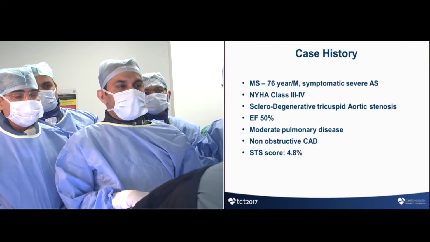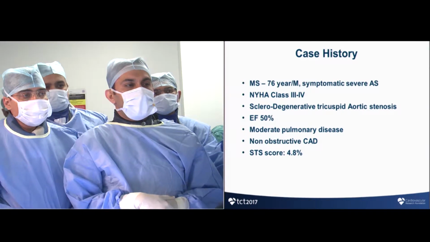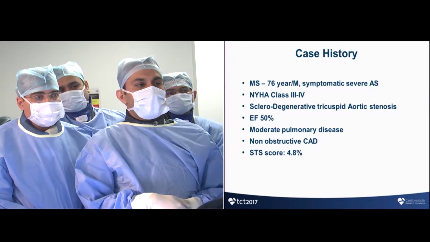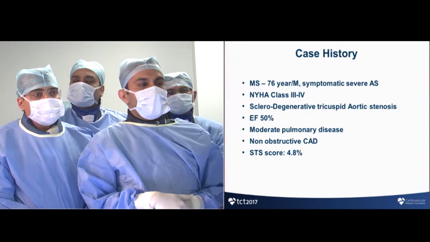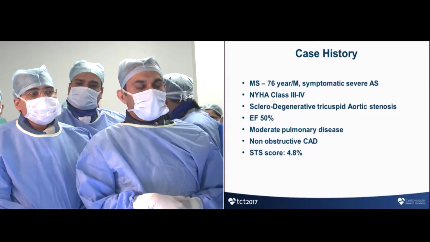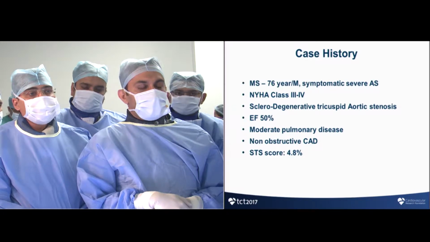His STS score is 4.8% for mortality, which puts him into the intermediate risk category for an open AVR. One of the enrollment criteria for the first-in-man transcatheter heart valve study is an STS score of more than 4. So this patient fulfills the criteria to be enrolled into this study.